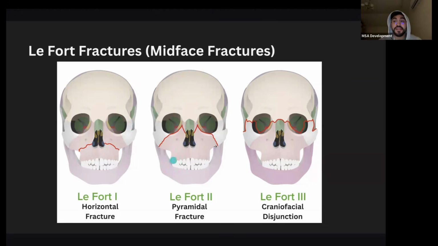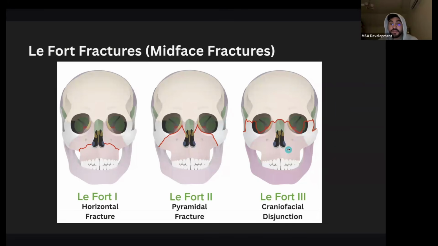Then moving on to the second one, the Lefort 2, which is what we call a pyramidal fracture. It's a mid-level, almost triangular-like fracture. It separates this pyramid-like center fragment of the face from the surrounding zygomas and the cranial bones, and you're going to have what we call a floating maxilla. Here, the inferior rim of the orbit is going to be broken. However, the zygoma is going to be intact, as you can see.